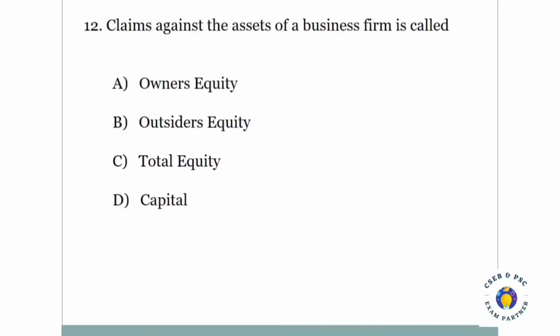Question number 12. Claims against the assets of a business firm is called option A owner's equity, option B outsider's equity, option C total equity, option D capital. Answer is total equity.